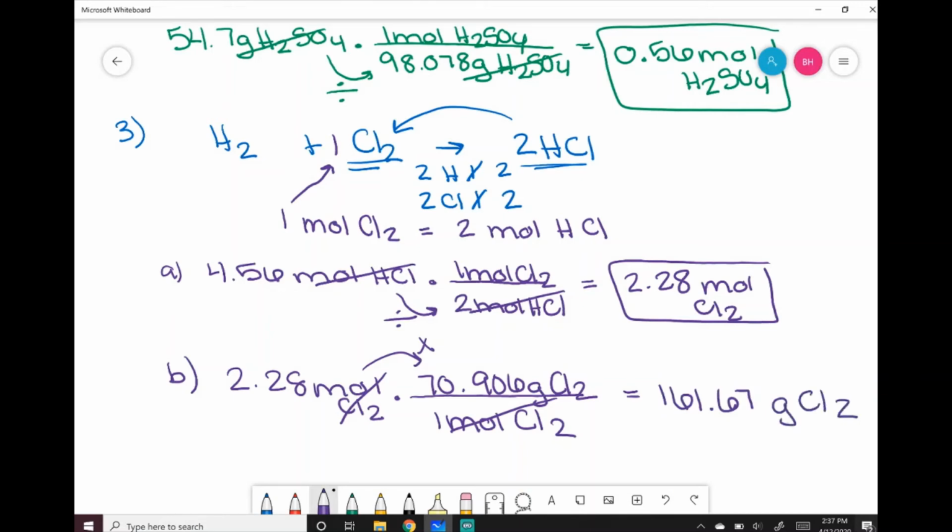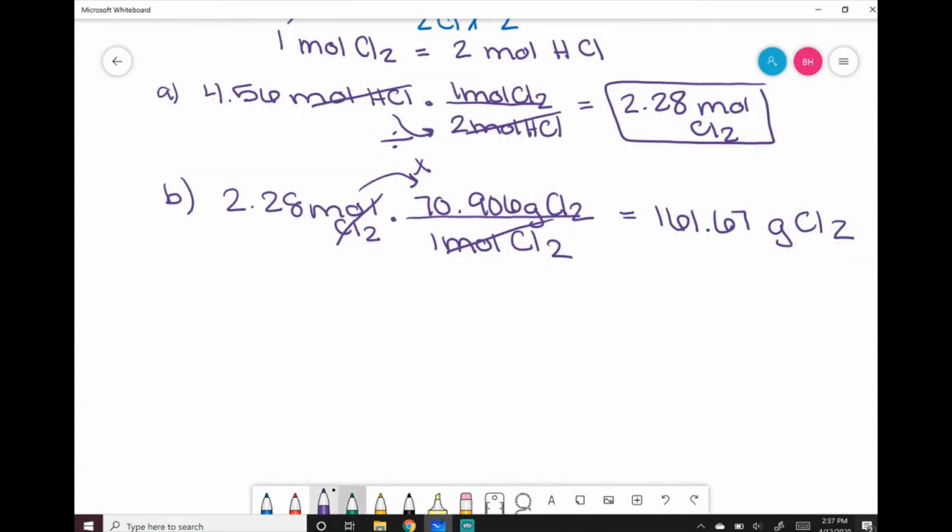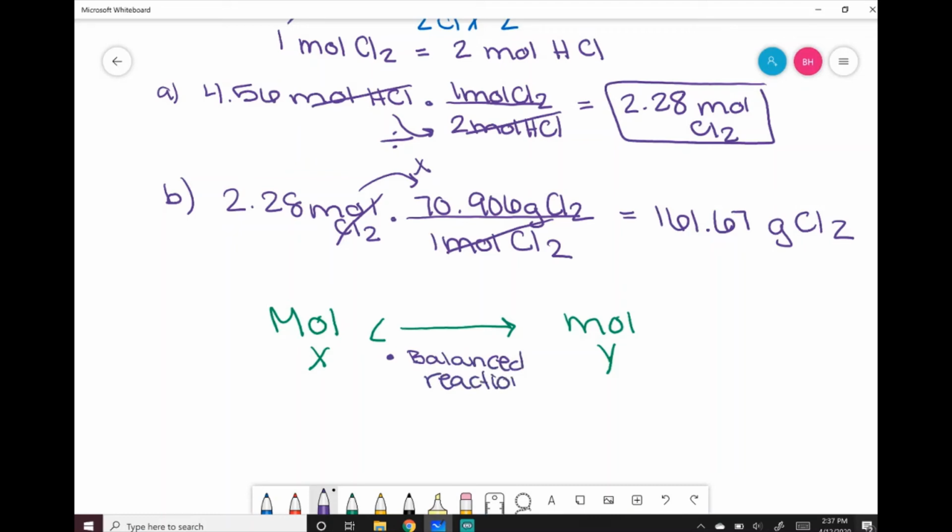So notice that we have two conversion factors. If I have, say, moles of substance X, and I want to convert that back and forth between moles of, say, another substance, we'll say substance Y, the first thing that you need is a balanced chemical reaction. And once you have a balanced chemical reaction, you're going to use a mole to mole ratio. And that mole to mole ratio is from those coefficients in your balanced chemical reaction.